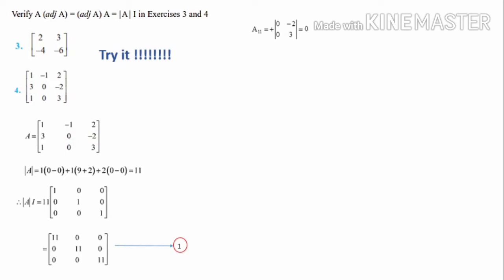It is written here, the sign is plus, as you know, 1 plus 1 is even. 0 into 3 is 0, minus 0 into 2 is 0. So finally the answer we will get is 0.